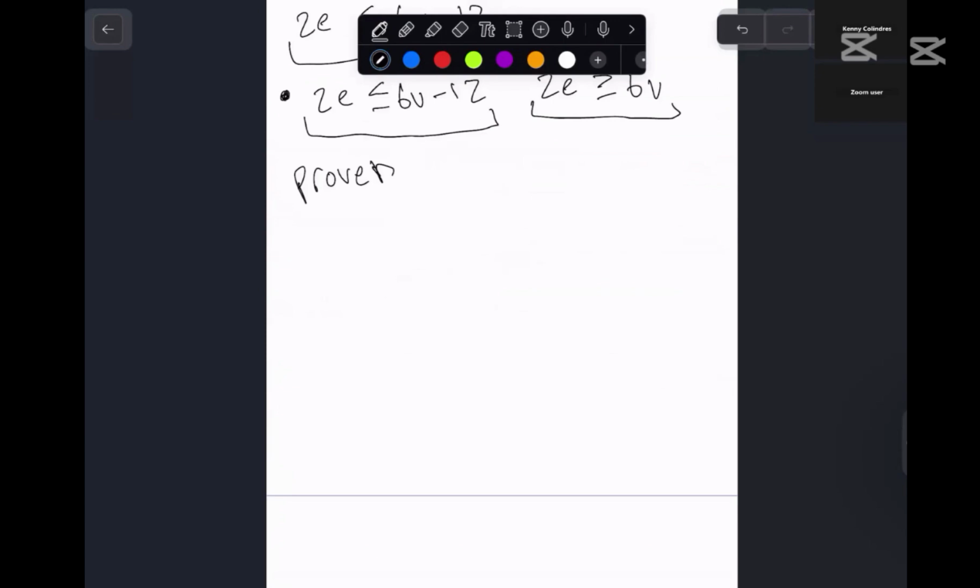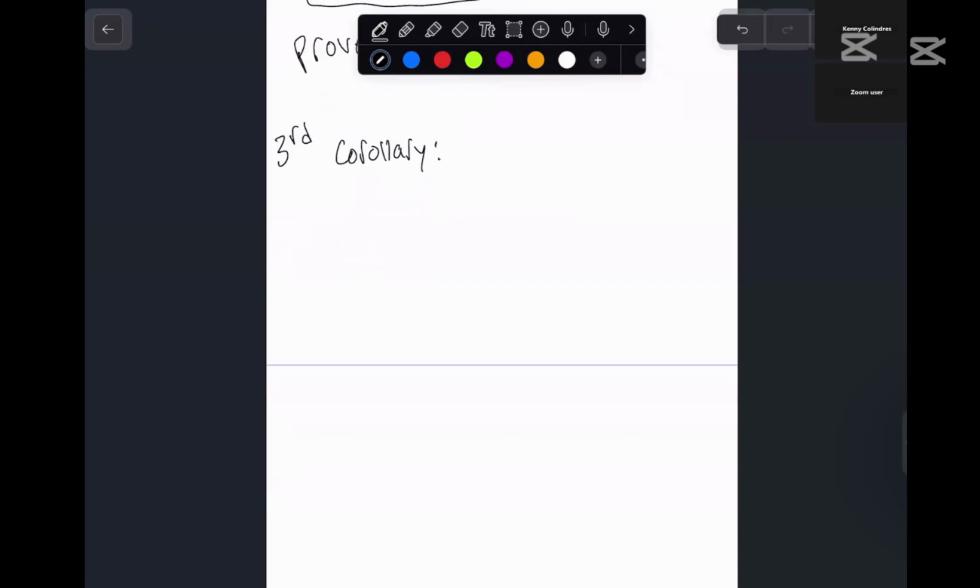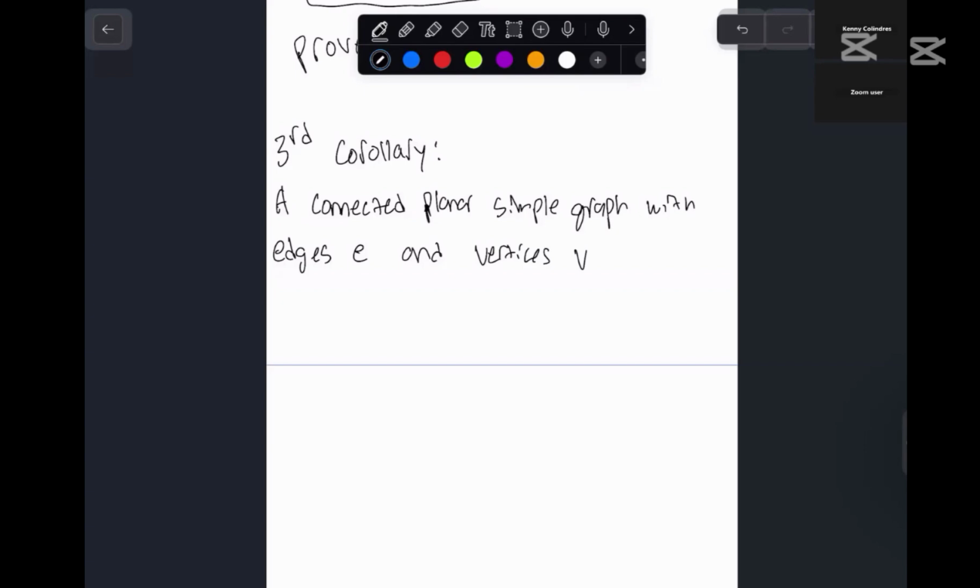And then lastly, we have the third corollary, which states that a connected planar simple graph with edges E and vertices V, where V is greater than or equal to 3, and there are no circuits of length 3, which basically means there are no cycles of length 3.